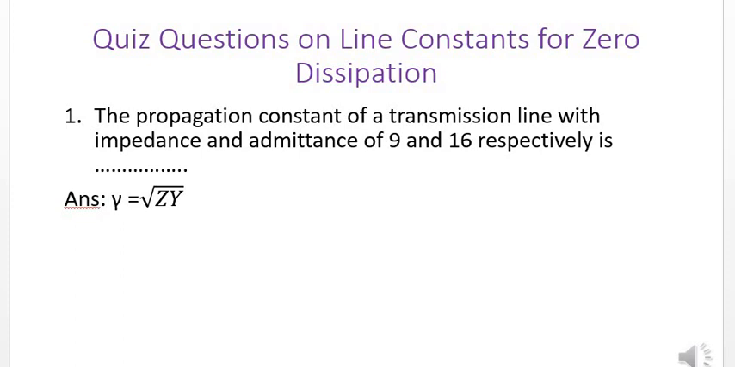One of the possible quiz questions is: find the propagation constant of a transmission line when the impedance and admittance are given. Here we are going to determine the propagation constant by using the expression gamma is equal to square root of Z into Y. Z and Y are given. So substitute these values, find the product, take the square root, and you get the answer.